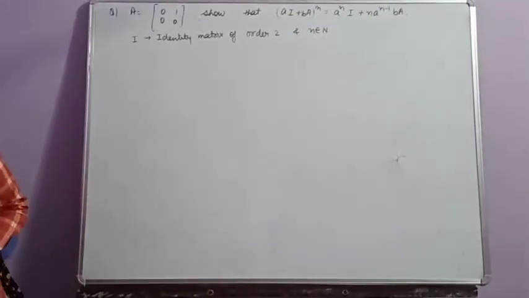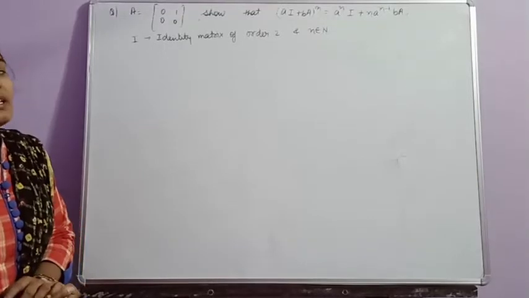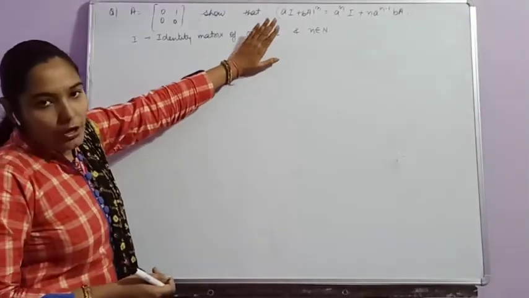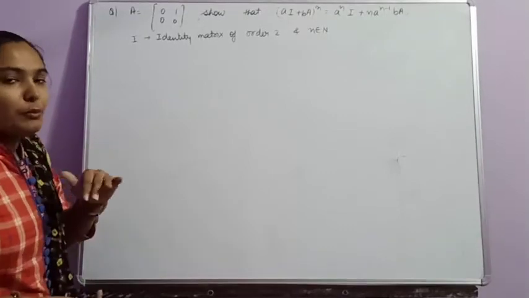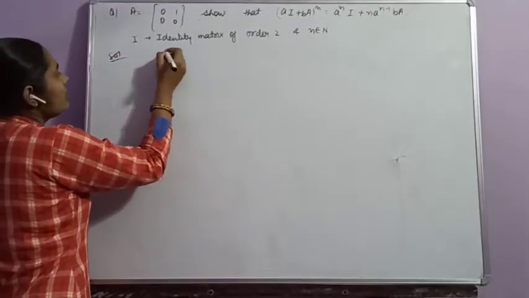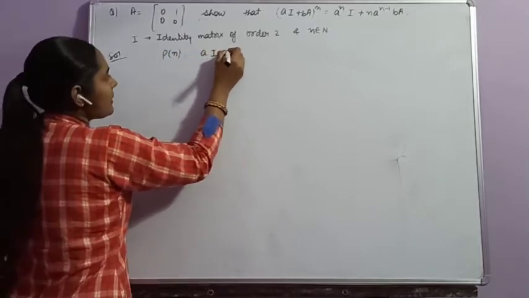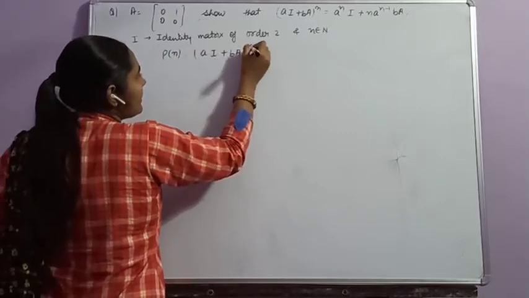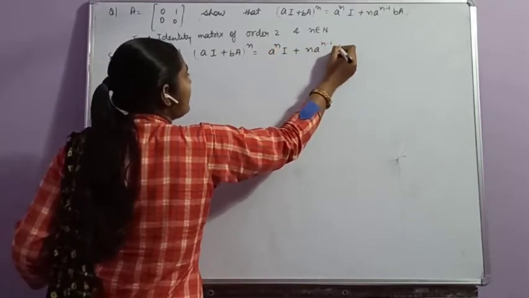Here we solve it by using the principle of mathematical induction. You have studied the principle of mathematical induction in 11th class. That is, firstly we check whether the equation is true for 1 or not. If it is true for 1, then we consider that it is true for k also, and then we prove that it is true for k plus 1 also. Clear? So firstly, given is Tn equal to (aI plus bA) whole raised to the power n, that is equal to a raised to the power n into I plus n a to the power n minus 1 b.